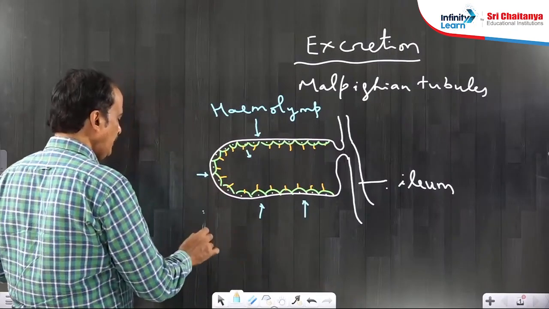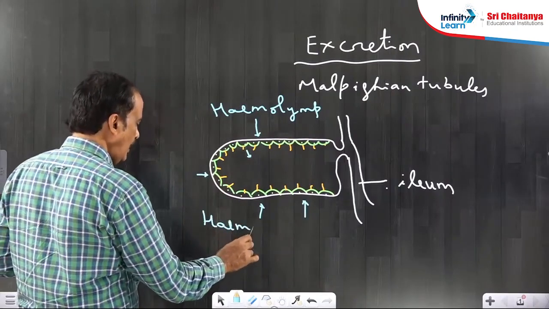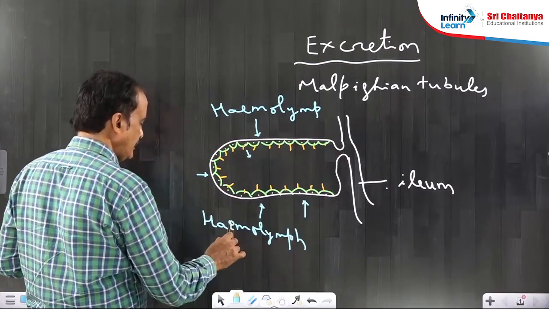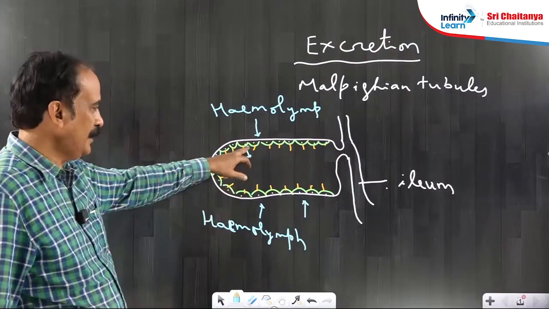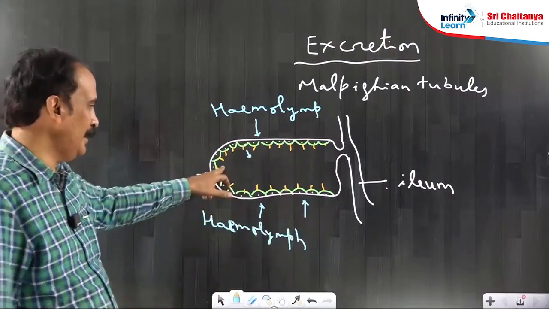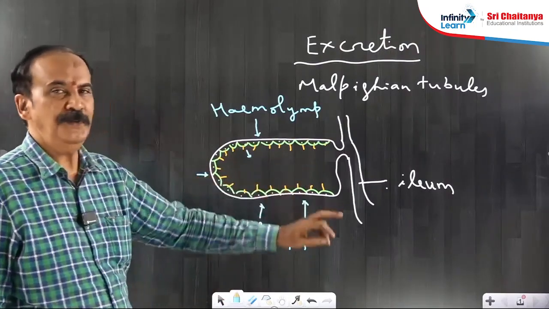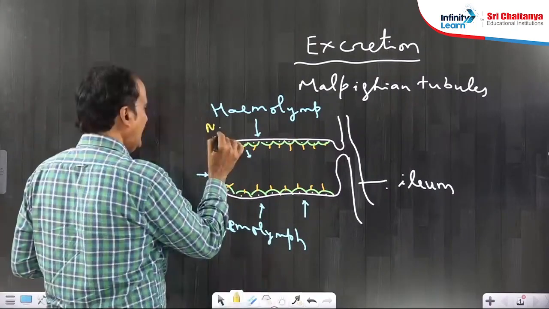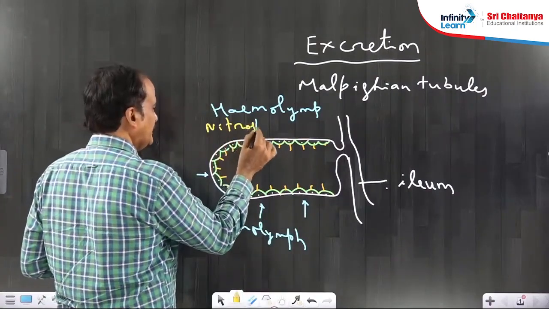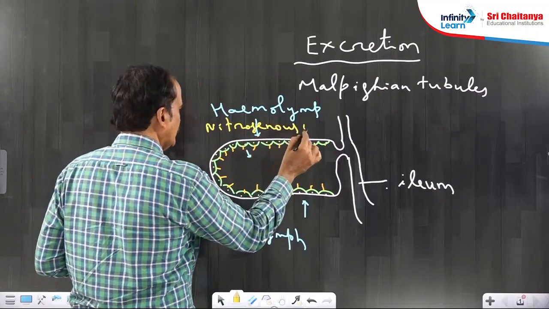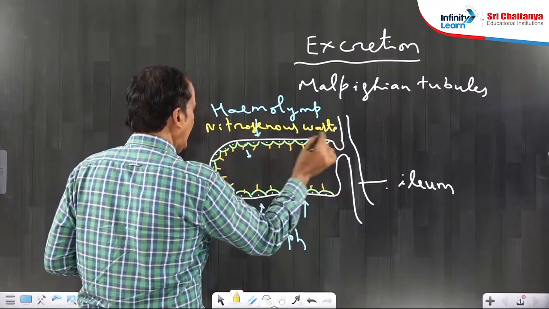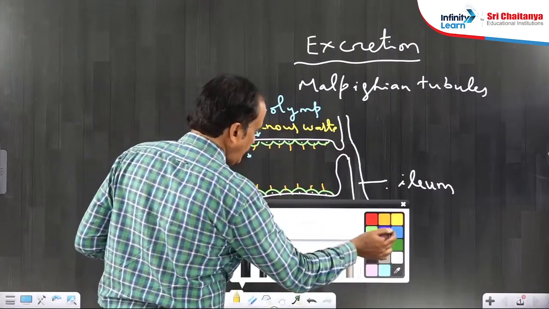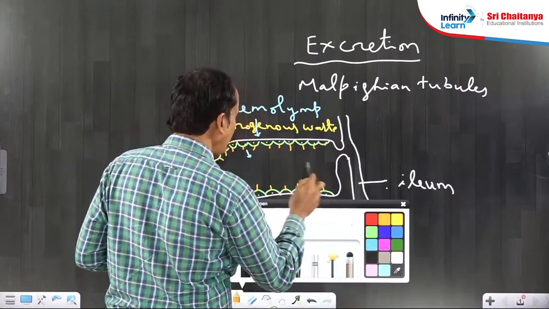All this is hemolymph or the blood. From the blood, these cells will collect the nitrogenous waste and they release into the lumen of the Malpighian tubule, where it is converted as uric acid. The nitrogenous waste collected gets secreted into the lumen of Malpighian tubule and it gets converted as uric acid.